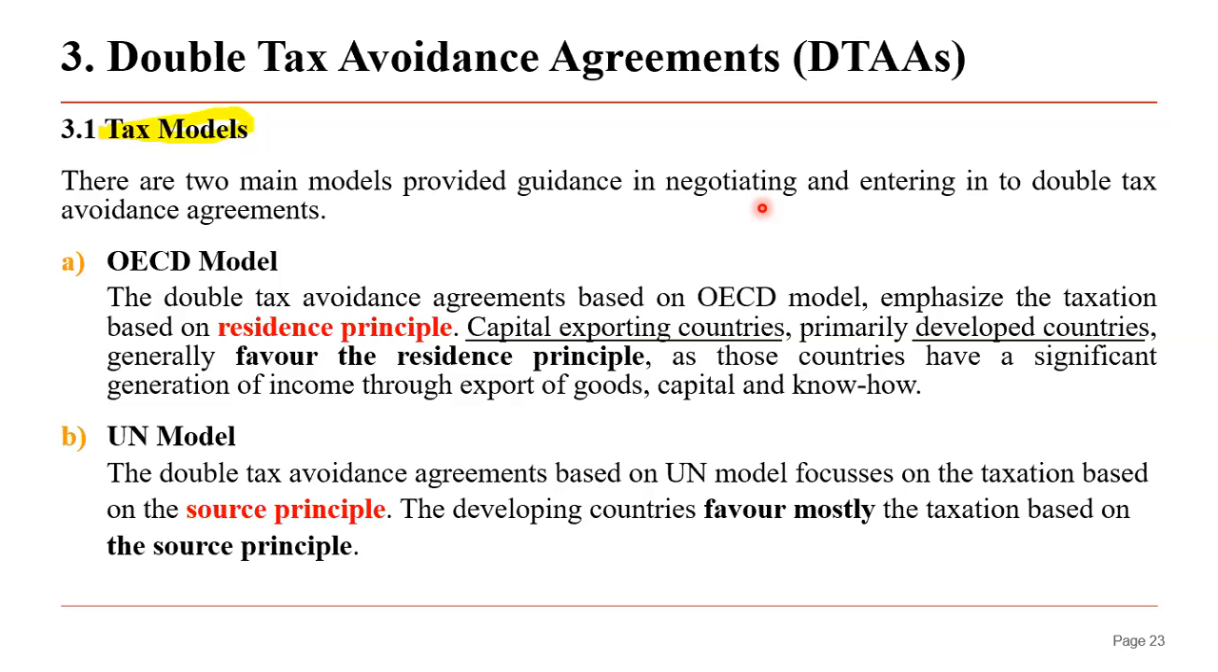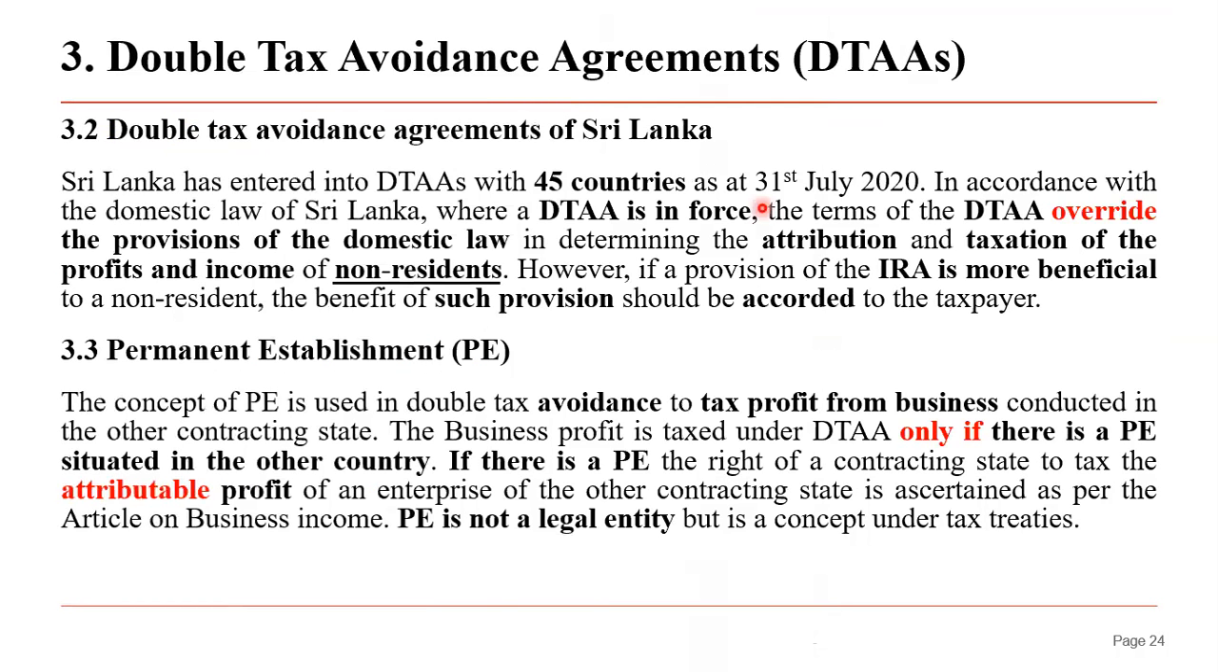Up to now we have DTAs with 45 countries, as at 31st July. Even now it is 45 countries, right? These days they are also negotiating with some other countries to have double tax avoidance agreements. It is going on, and the numbers will increase.